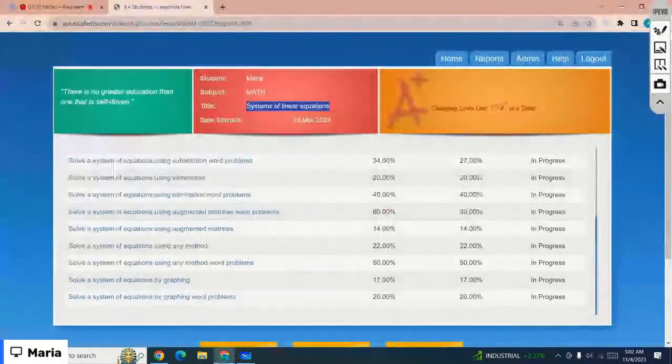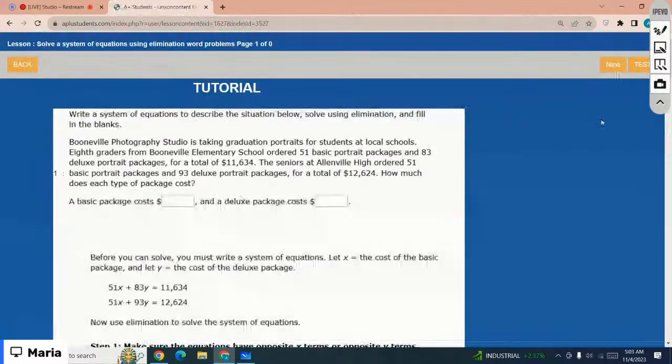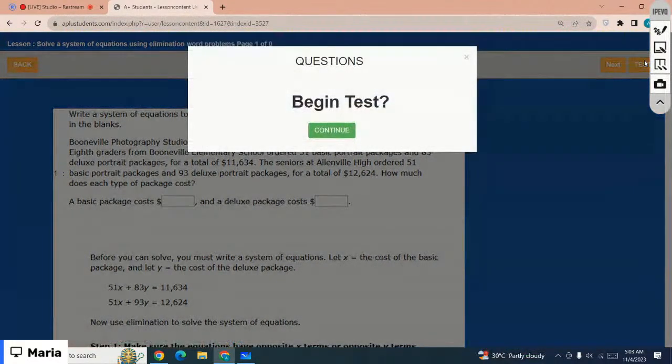Okay, here I'm on the chapter system of linear equations. The lesson we're going to start with is solve system of equations using elimination method word problems. Let's just start with the test questions. Basically, you have to write down the equations and then you have to solve. So let's just start with the practice questions. You can see the questions, they are already solved, so you can solve them on your own, right?